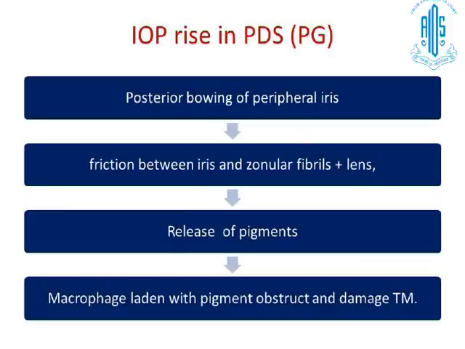The mechanism of the pressure rise in the PDS is quite interesting. There is a posterior bowing of the peripheral iris, and that leads to the friction between the iris and the zonular fibrils of the lens, leading to the release of the pigments, and these macrophage-laden pigments then obstruct the trabeculum and of course subsequent damage to the trabecular meshwork.